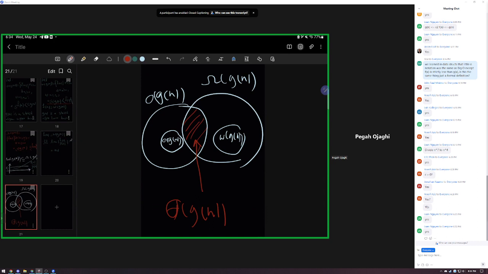So a small omega of g of n is going to be inside the big omega of g of n, and a small o of g of n is going to be inside the big O of g of n. And the intersection between big omega and big O is going to be theta of g of n. Does it make sense? Is it clear?